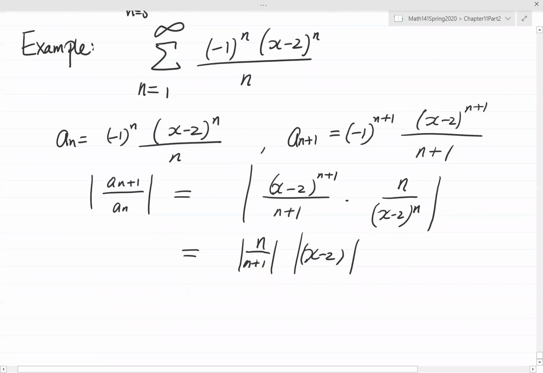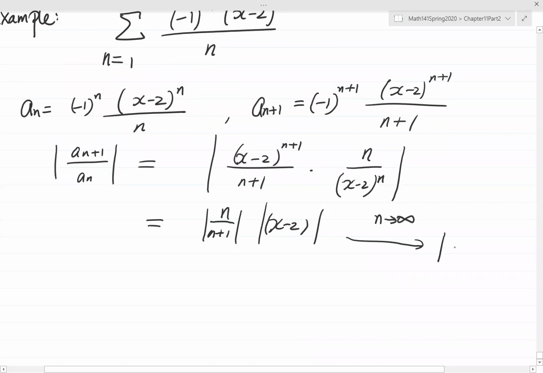Okay, so x minus 2 is non-zero. If x minus 2 is 0, this is a trivial problem: every term is 0, so we are done. So we assume x minus 2 is non-zero. Now if we take the limit as n approaches infinity, n over n plus 1 approaches 1. So this approaches the absolute value of x minus 2.